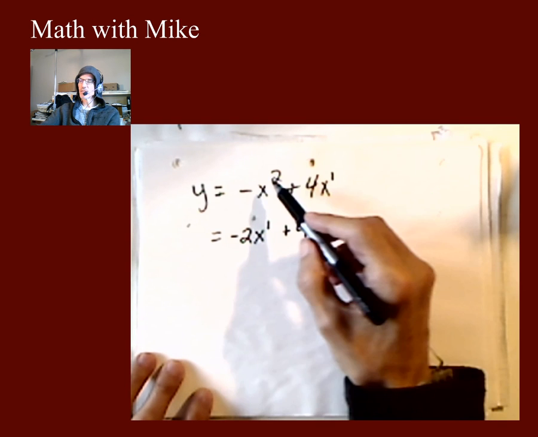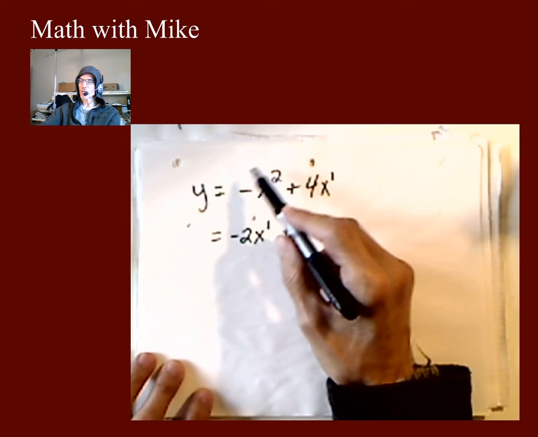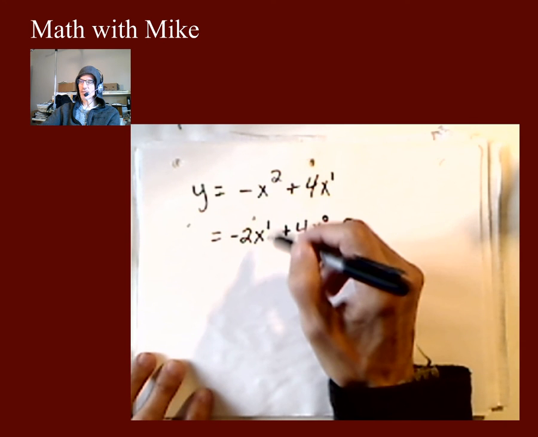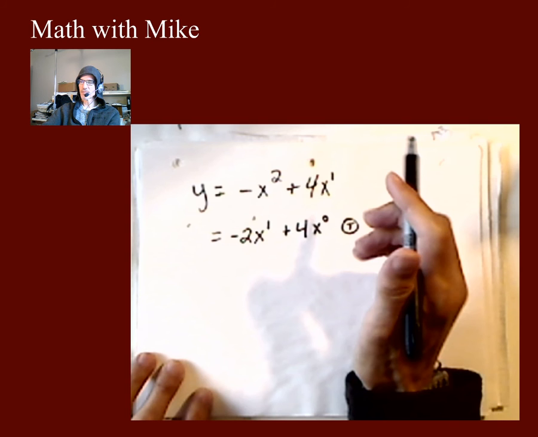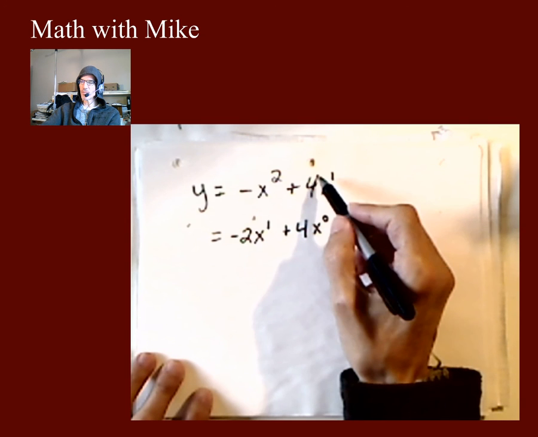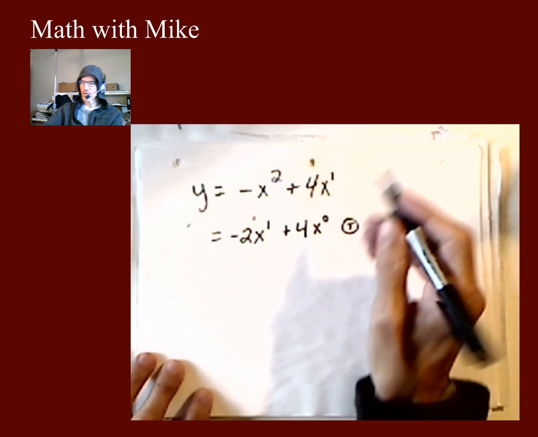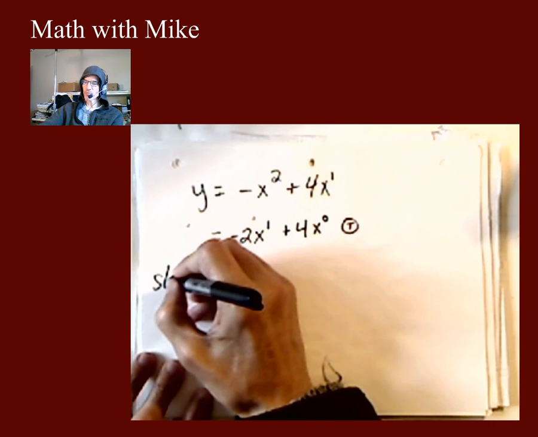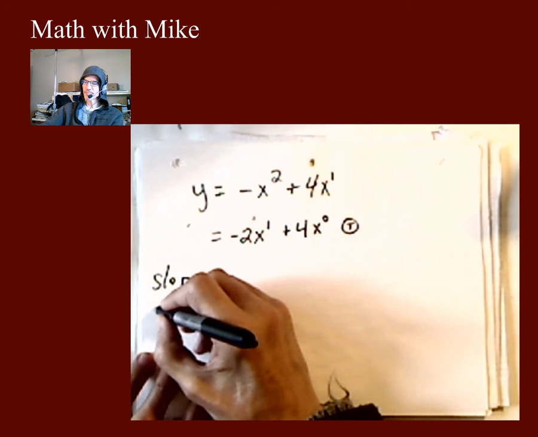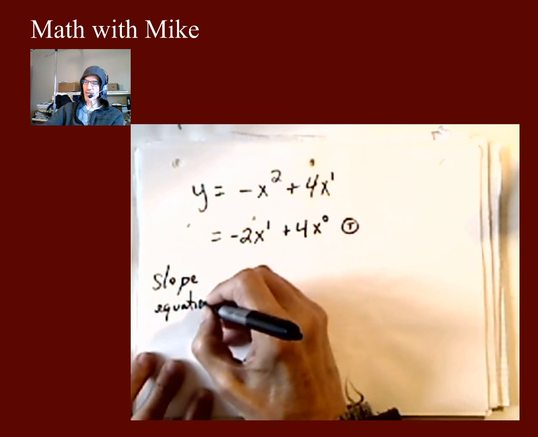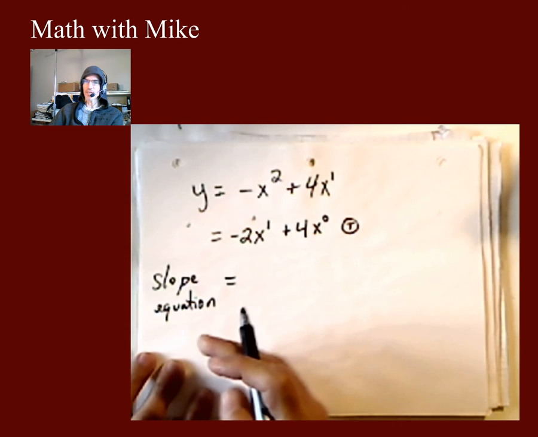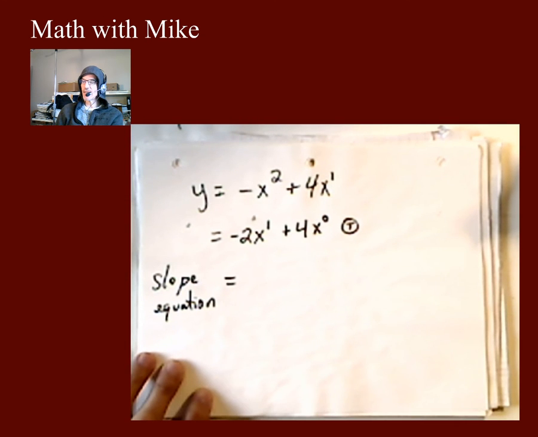Okay, but exponent comes down, multiplies, subtract by 1, write it down. Exponent comes down, multiplies, subtract 1, write it down. Okay, so some cleanup now. So first of all, this is the slope equation. We do that work, and this is what we get. That's how you get it.